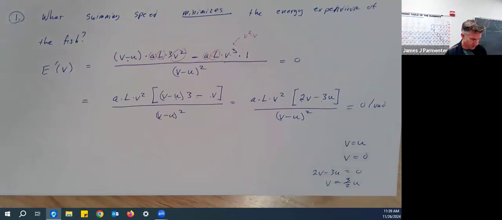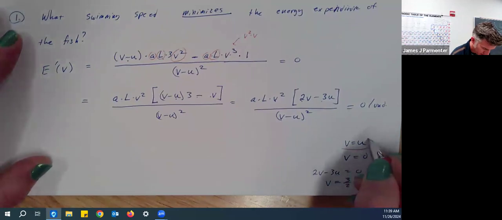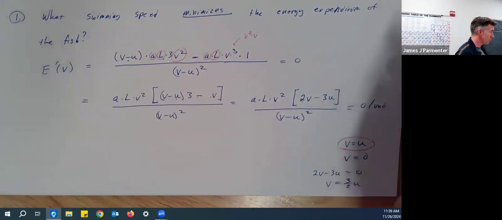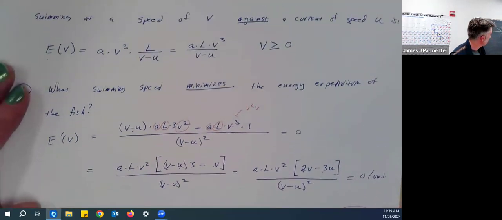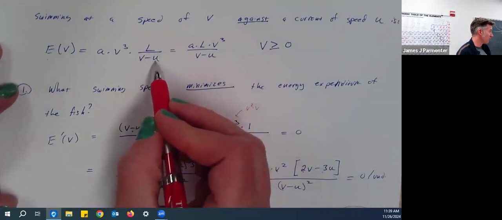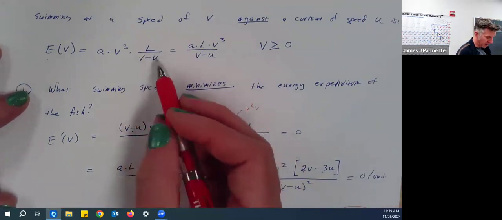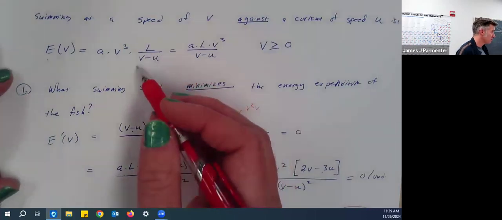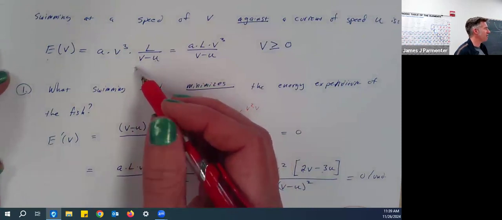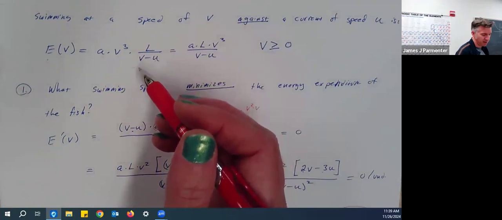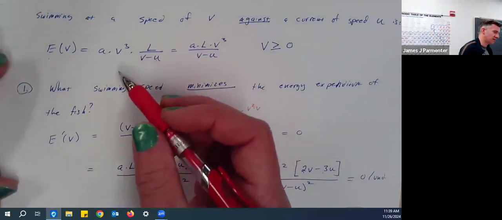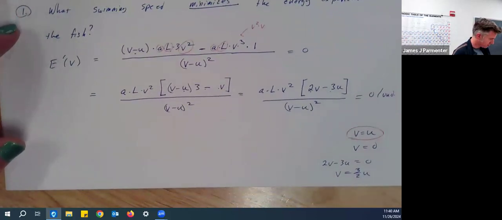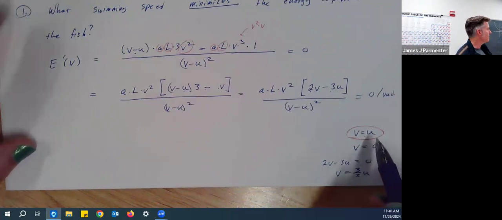I want to point out this is a trick because v equals u isn't in the domain of the original function. You go back to the original function and say that v is equal to u, you're going to get division by 0. If you're swimming exactly the speed of the water, apparently that's going to require an infinite amount of energy expenditure. Which seems kind of weird, but I guess it's because you're maintaining place exactly. I don't know enough biology to really know what's going on here.